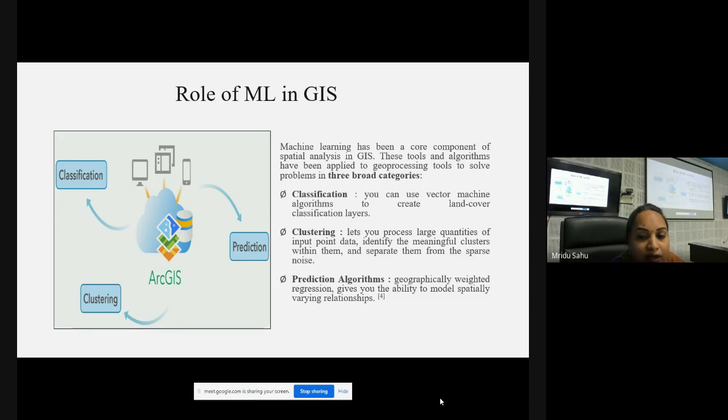The second one, clustering, lets you process large quantities of input points, identifying meaningful clusters. Suppose for the Chhattisgarh region, we want to identify how many dry zones and how many wet zones there are. We have to create 2 buckets, and if a place is wet we keep it in the wet zone, otherwise in the dry zone. This is the classification problem, because we want to categorize into 2 groups. And if we simply apply an algorithm as a clustering algorithm and it creates 2 classes, we are giving the information by its own intelligence.